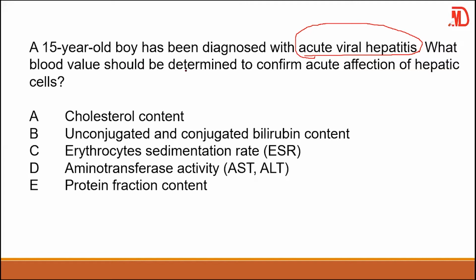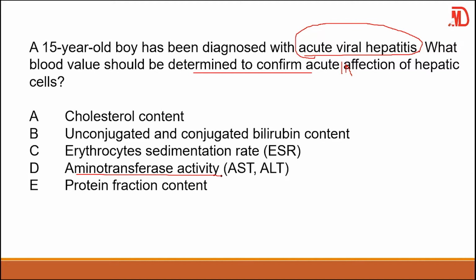What blood value should be determined to confirm acute infection, not affection, acute infection of the hepatic cells? And of course, you are going to look for the AST and then ALT. However, it's not only in the liver that you check for AST and ALT. Even inside the lungs, inside the heart, you can also check for AST and ALT. Please take note. Of course, we have troponin that you can also check and all of those things.